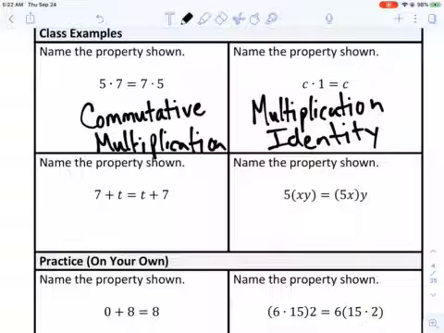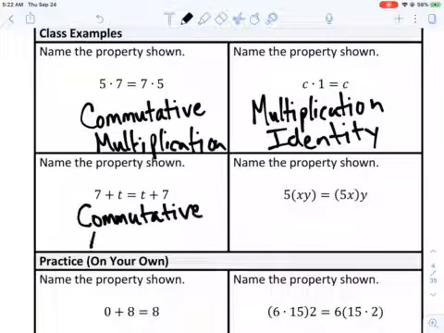All right. So what happens here? Let's go through our checklist. Do the numbers move? Yes. So this is commutative of addition.